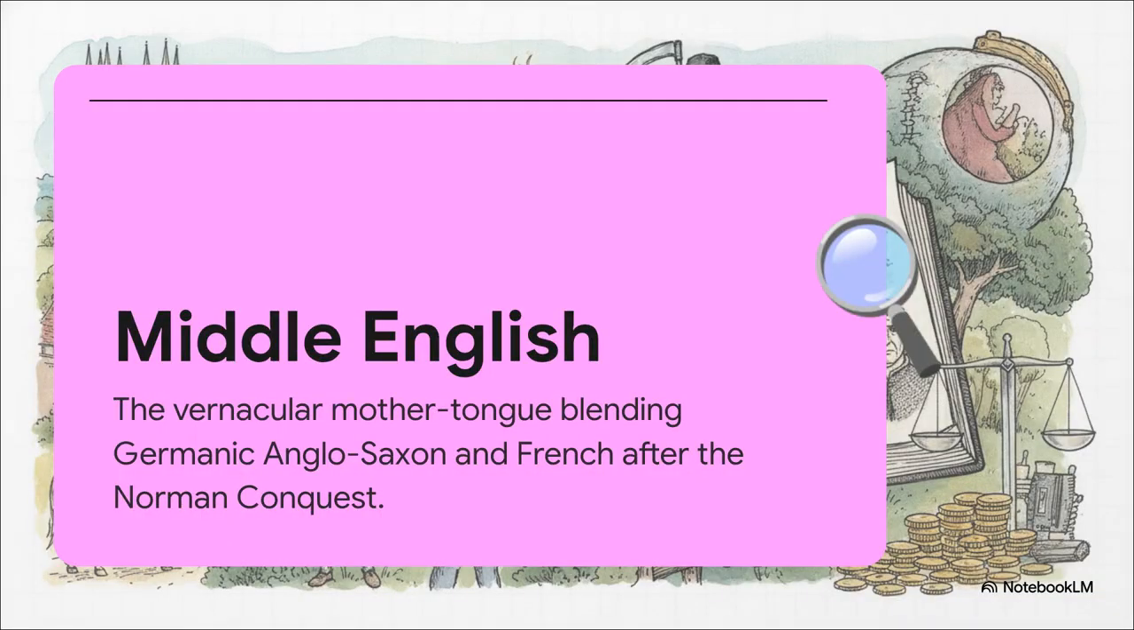But here's the really fascinating part. Despite those deep royal ties, Chaucer wrote exclusively in Middle English. You have to remember, before him, if you wanted to write something important, you used Latin or French, the languages of power. But Middle English, that was the vernacular. It was the street language, this raw blend of Germanic, Anglo-Saxon, and French that emerged after the Norman conquest. By choosing it, Chaucer basically legitimized Middle English as a serious literary force.